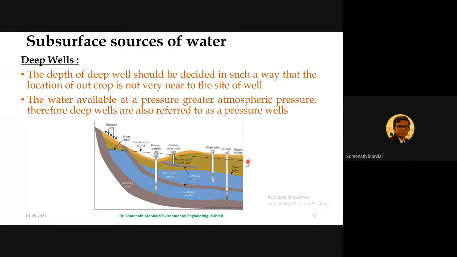On the other hand, if you simply reach the unconfined aquifer and take out the water, it will be a water table well. And if you reach the confined aquifer and take out the water, this is basically an artesian well. And if there is a depression or sub-drop in the ground surface, because of the pressure the water will start sprinkling out, and this is known as a flowing artesian well, which can be seen in many places in our country also.